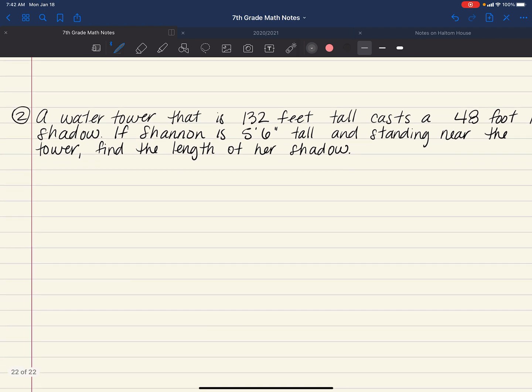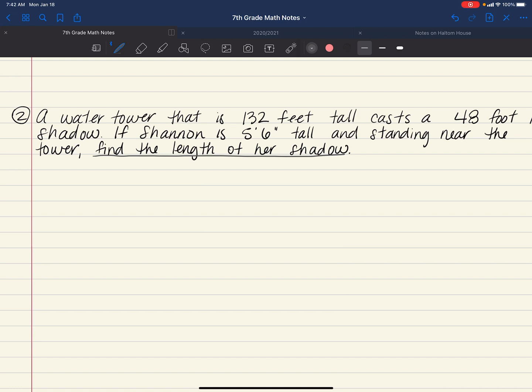A water tower that is 132 feet tall casts a 48-foot shadow. If Shannon is 5 foot 6 inches tall, that's what those little tick marks mean. One tick mark means feet, and 2 tick marks means inches. Shannon is 5 foot 6 tall and standing near the tower, find the length of her shadow. So again, I am looking for the length of the person's shadow. So I know that's going to be my variable.